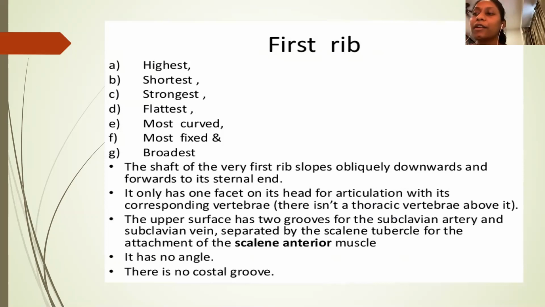What is so special about the first rib? The first rib is the highest rib. It is the shortest, strongest, flattest, most curved, and also the most fixed and broadest. The shaft of the first rib slopes obliquely downwards to the sternal end. It has only one facet on its head for articulation with the corresponding vertebra, and the upper surface has two grooves for the subclavian artery and the subclavian vein. These two grooves are separated by the scalene tubercle, which is the attachment for the scalene anterior muscle. The first rib does not have an angle and does not have the costal groove.